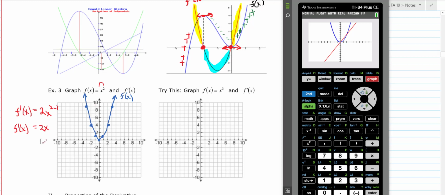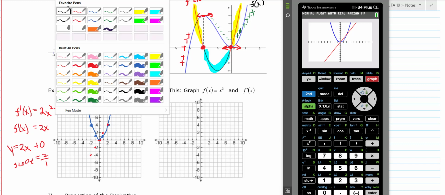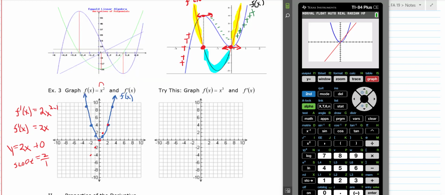So a couple of things happen on this. Remember, this is really y equals 2x plus 0. So it has a y-intercept of 0. It has a slope of 2 over 1. So you could just go up 2 over 1, up 2 over 1, and so forth. Okay, then you want to go ahead and just sketch that out like this then.